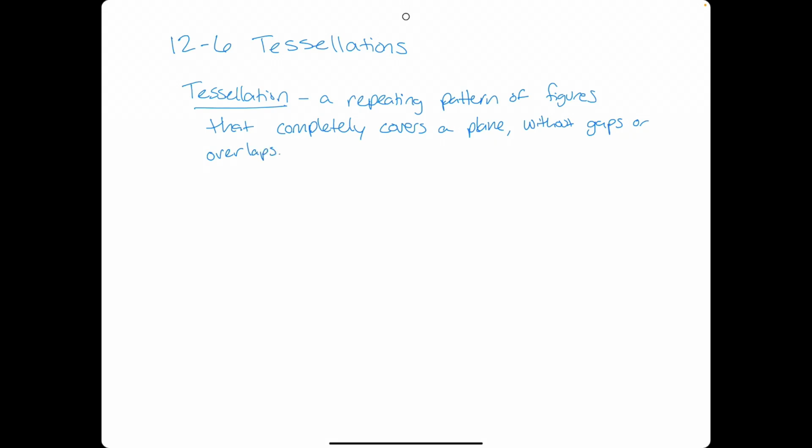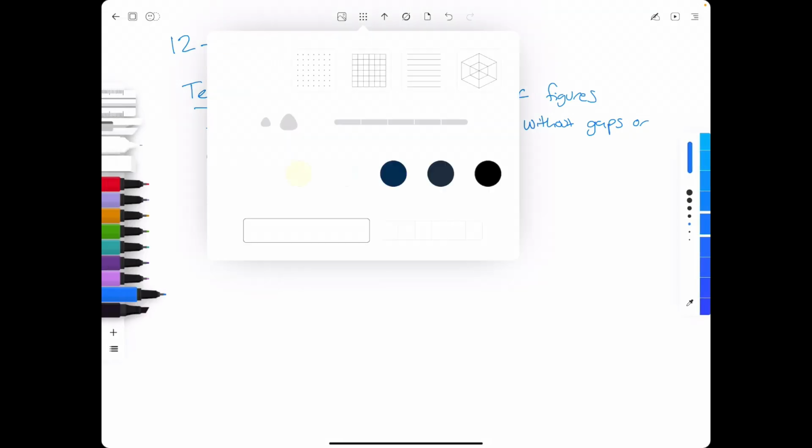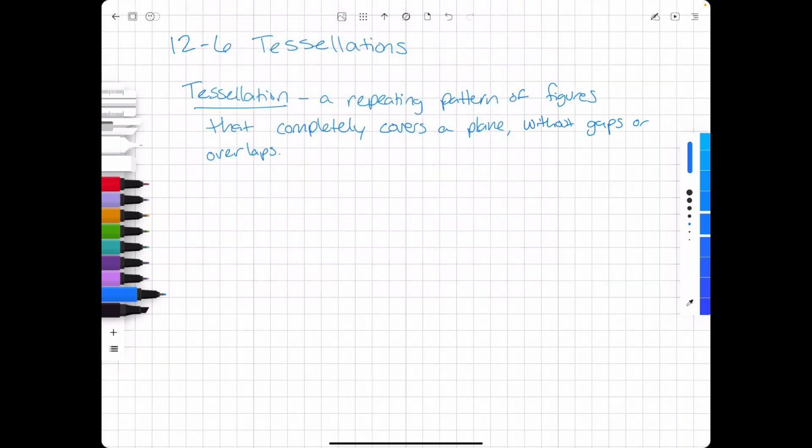So the most basic one would be, I'm gonna cheat, squares. I can say here's a square, here's a square, here's a square. It's completely covering the plane of my screen. There are no overlaps. There are no gaps. That's a super basic one, right?